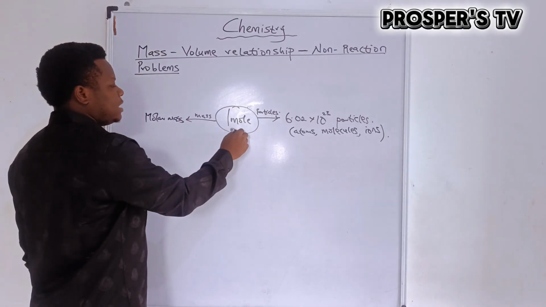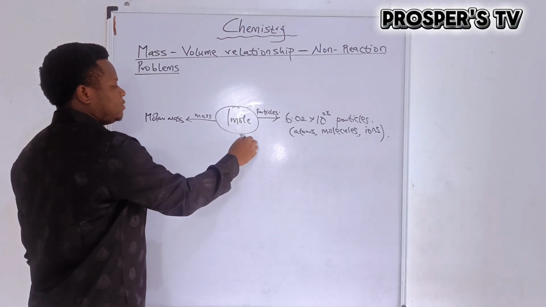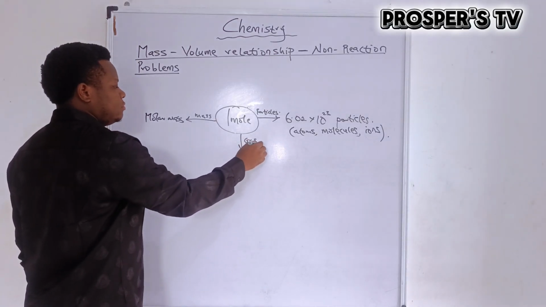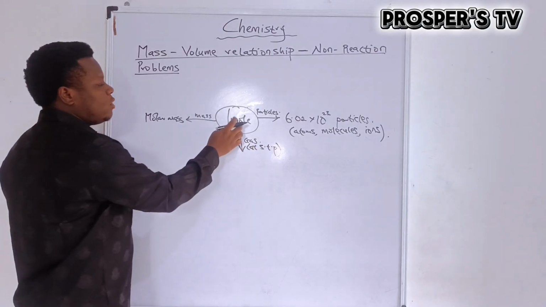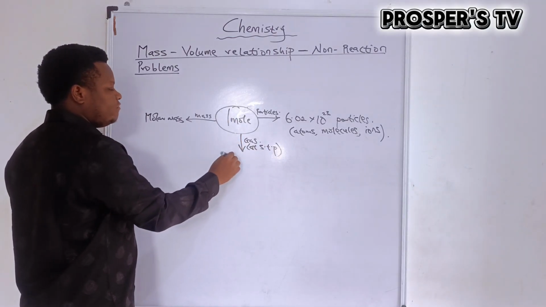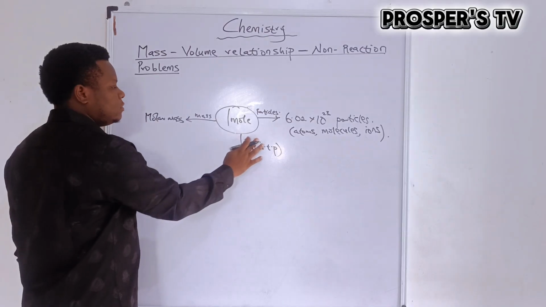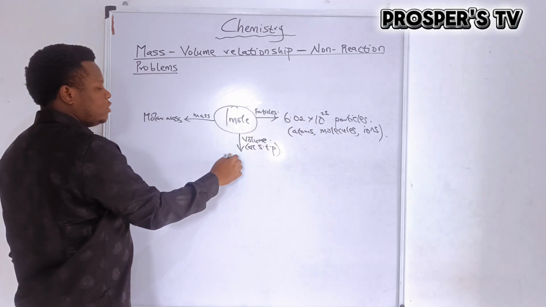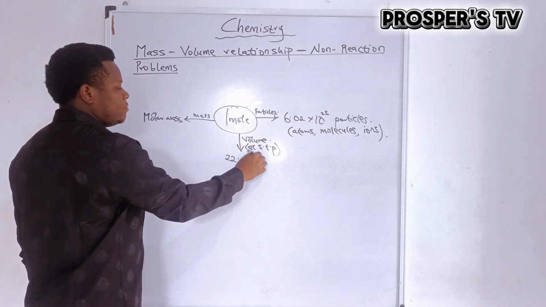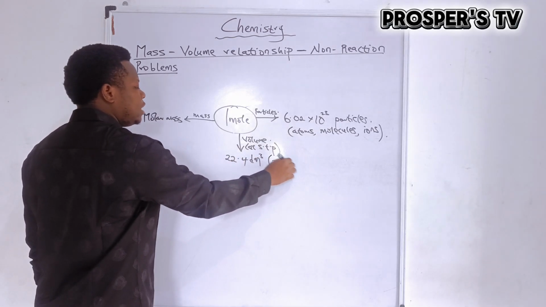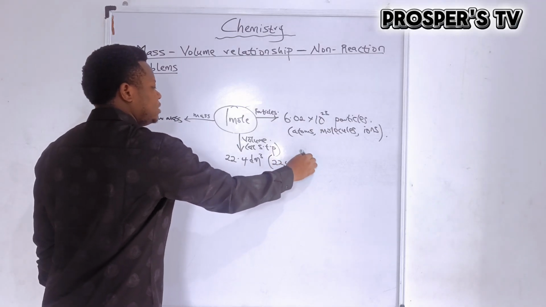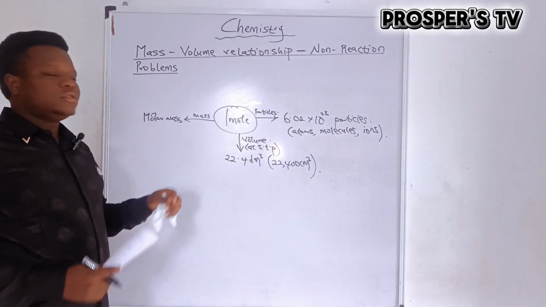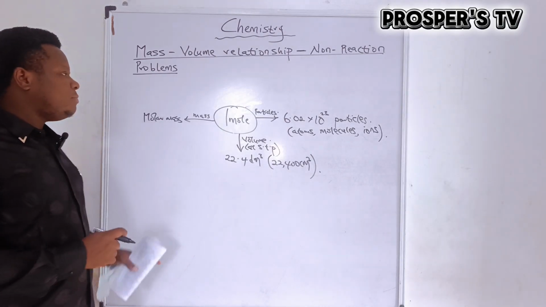And then we talked about gases. For a gas, at STP, 1 mole of a gas would occupy a volume of 22.4. So the parameter here is volume. So a volume of 22.4 dm cube, which is the same thing as 22,400 centimeter cube. These are the major relationships that we're going to be using in this part of the topic.